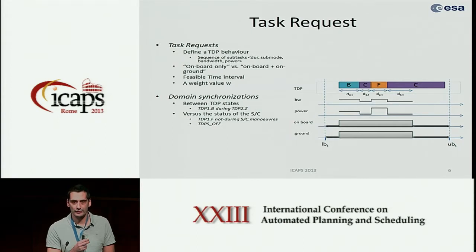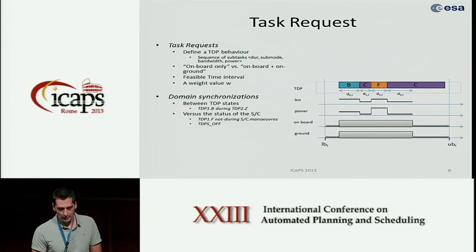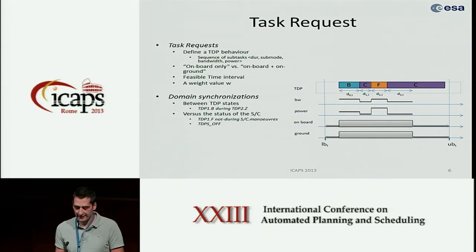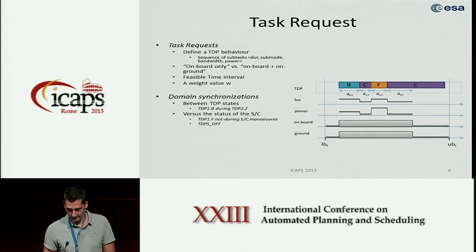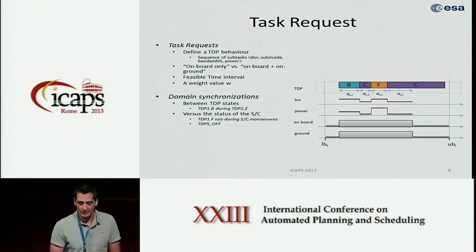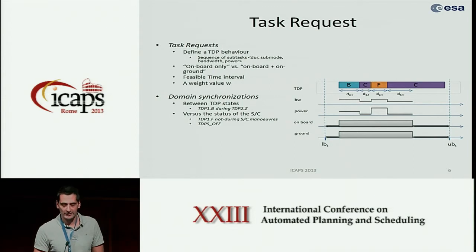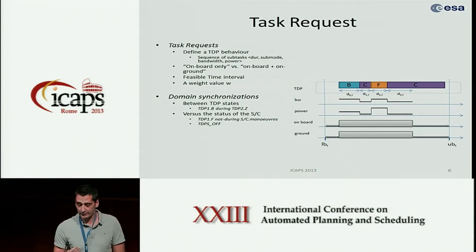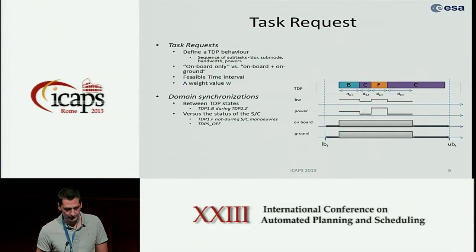We don't really have constraints between tasks. Also, we have constraints between the status of a payload and the ground segment or the status of the satellite. For instance, we have cases where the satellite is requested to be off, so each scientist is requested to put their own payload in the status off, to switch off the payload.